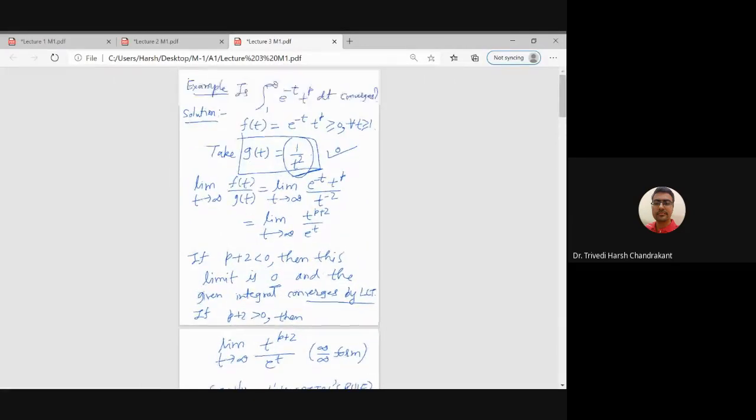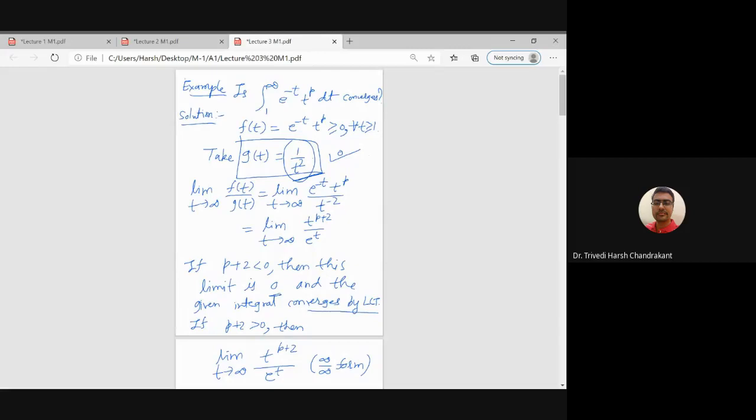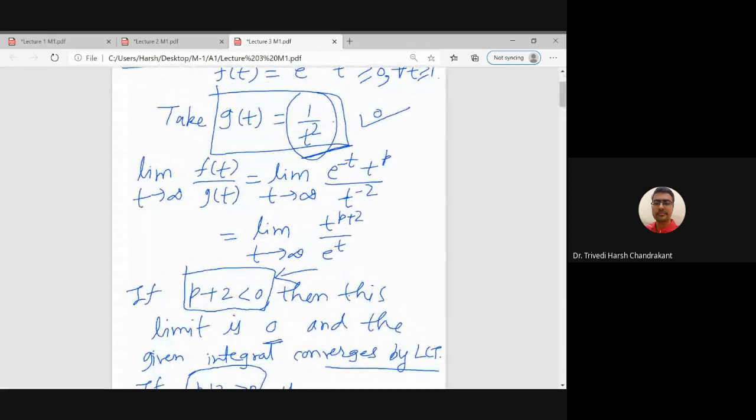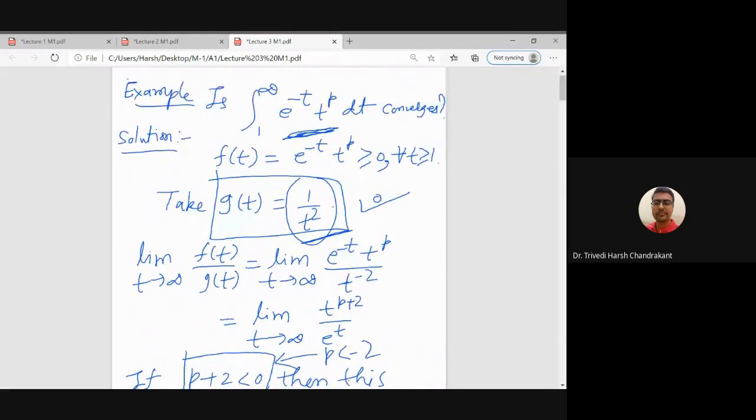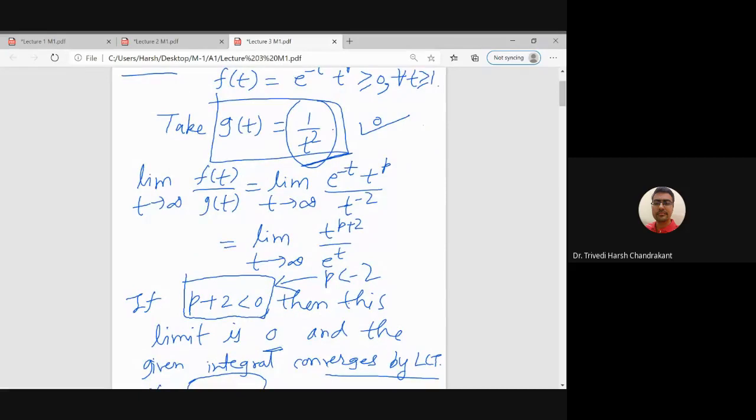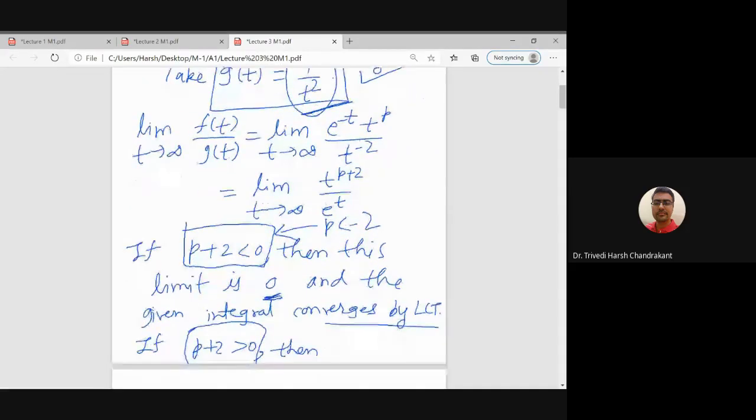All right. So far, any doubt? What we have concluded is that this integral converges whenever the power of t is less than 0. So p plus 2 is less than 0. That means we have p is less than minus 2. Right. So we have already shown that the given integral converges when p is less than minus 2, because we are getting the limit 0 through LCT.